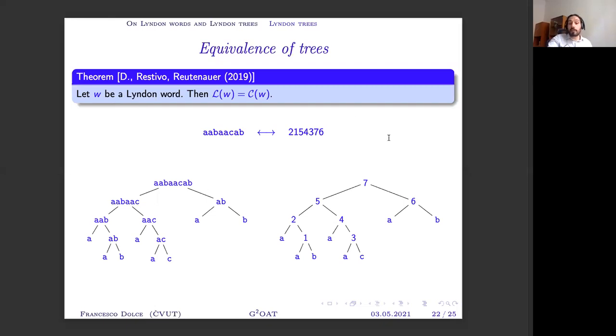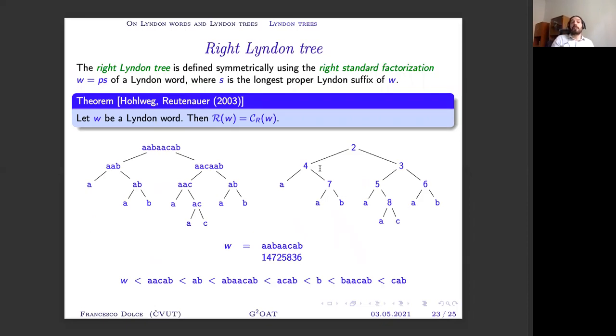So there is an isomorphism between these two trees, the one associated with the prefixes and the other associated with the permutation. Now, if this is familiar to you, it is maybe because you read somewhere about the right Lyndon trees and the right Cartesian trees. This is a bit of an older structure that some people, starting from Christoph Hohlweg and Christophe Reutenauer, studied, and they actually proved that these two trees from the right, the one considering the suffixes, the one considering the right permutation, coincide.